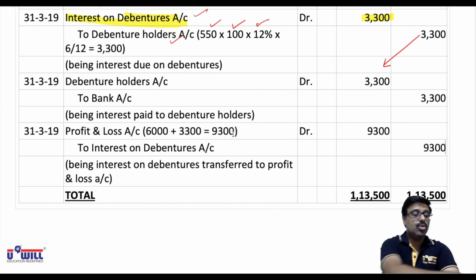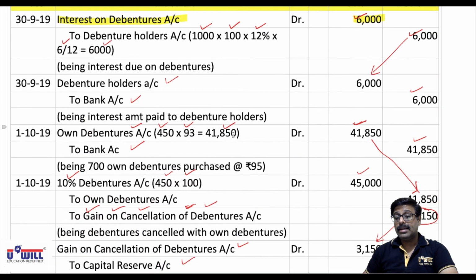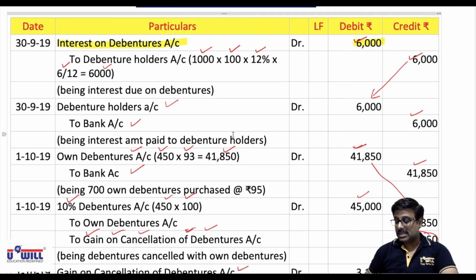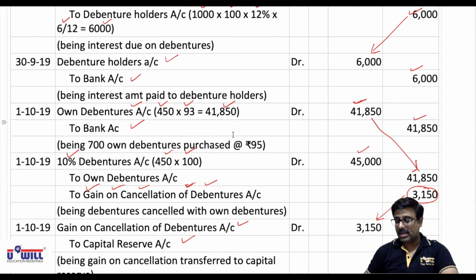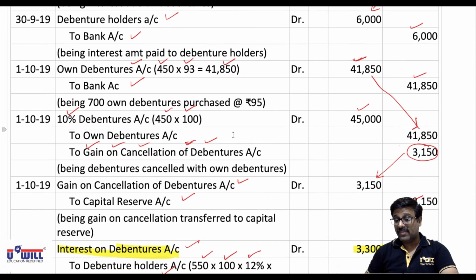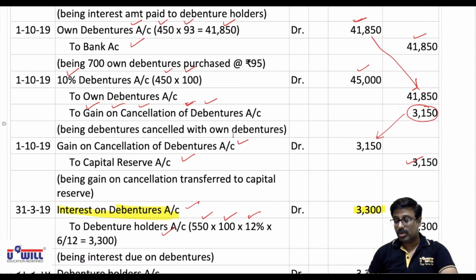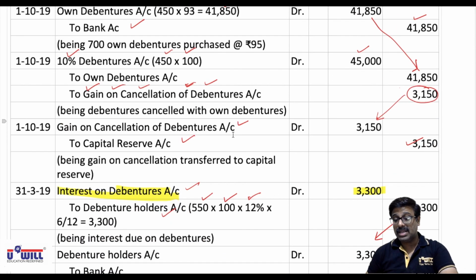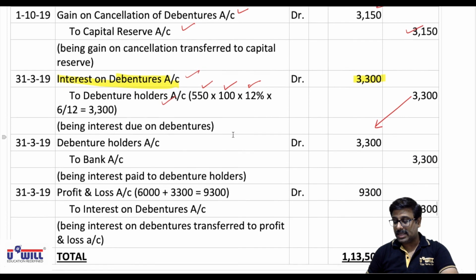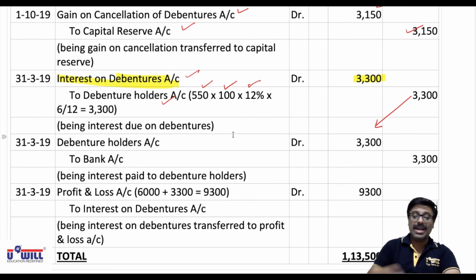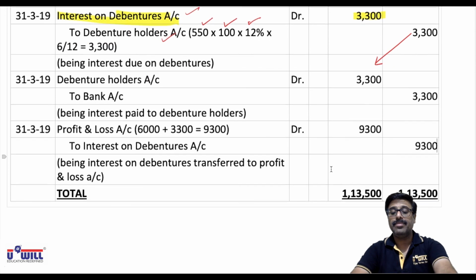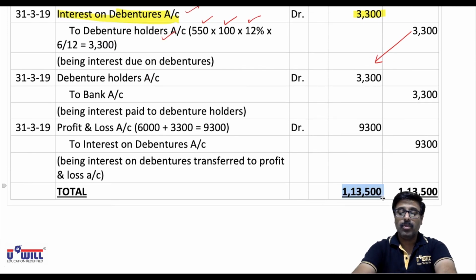Okay, and the total would come accordingly to 6,000 plus 6,000 plus 41,850 plus 45,000 plus 3,150 plus 3,300 plus 3,300 plus 9,300. So that would come to 1,17,900. Okay, total of journal would be 1,17,900.